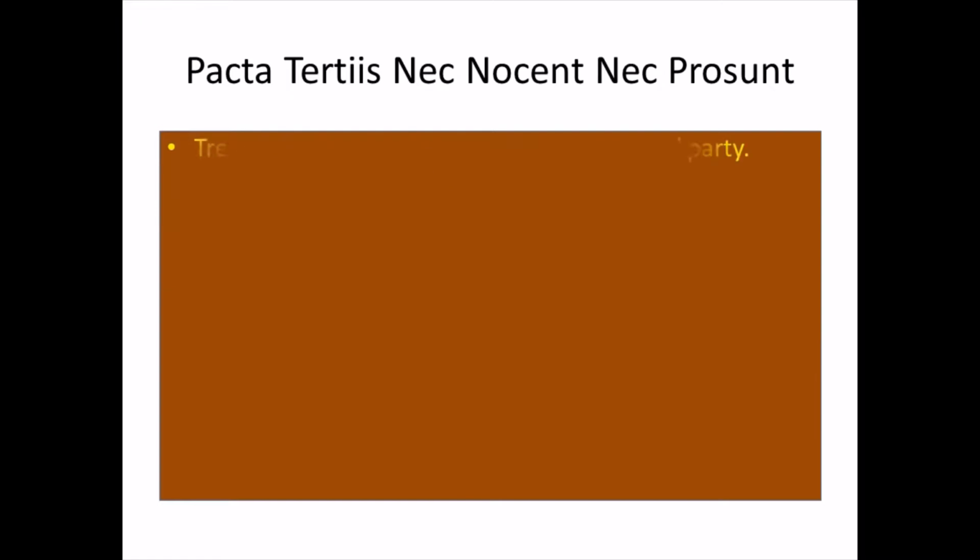So the Latin term is pacta tertiis nec nocent nec prosunt. Try to spell it again and again so that you get familiar with this. The meaning of this statement is, treaties neither obligate nor benefit a third party. So what does it state? That the treaties neither obligate nor benefit the third party.